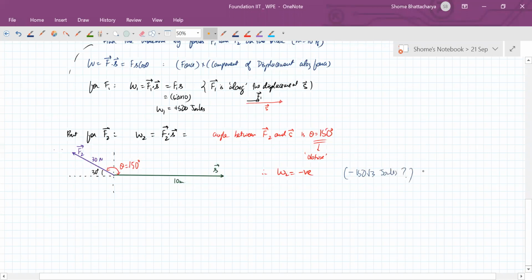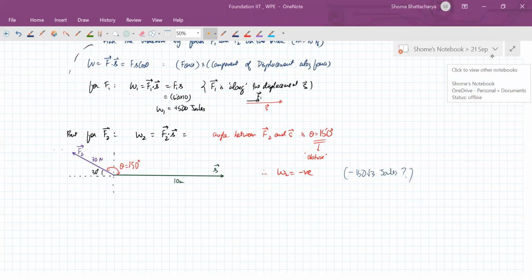Now ये कैसे आएगा? Let's discuss. Okay, why this will be like this? That is the main thing we have to understand here. Dhruv, just check your solution once. You might have taken the magnitude of the force as 20 instead of 30.